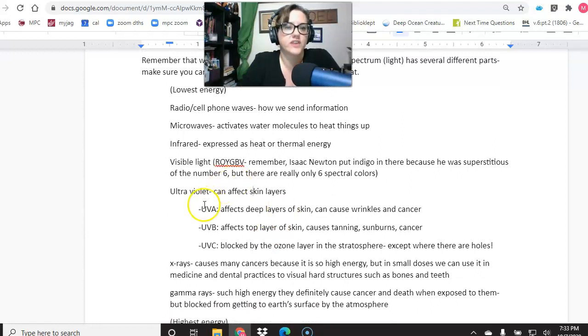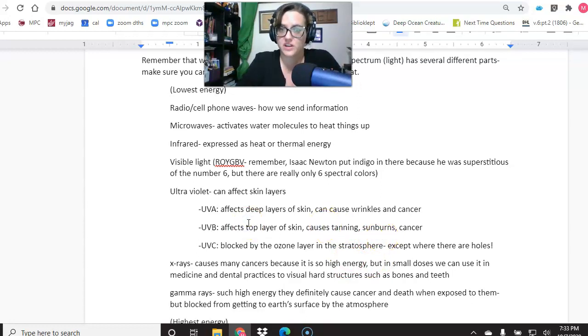Ultraviolet, remember there's 3 different kinds of ultraviolet that we talked about. There's UVA, B, and C. UVA goes deep into your skin and can cause wrinkles and cancer. UVB only affects the top layer of your skin, which causes you to tan unless you don't have enough melanocytes, those color cells that release a darker chemical so that it will absorb that light so that your DNA does not. Oh, interesting. Albedo versus absorption.